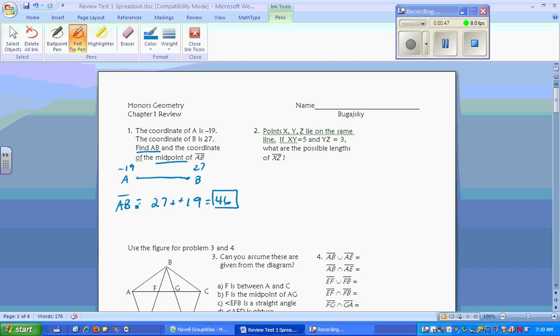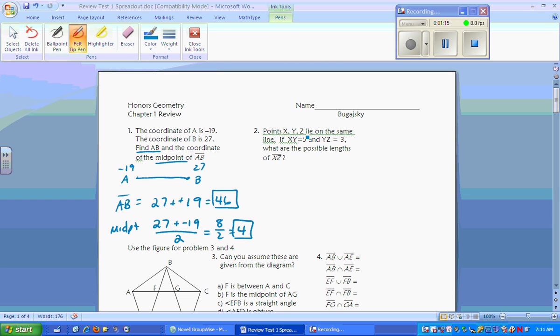For the midpoint, we'll use our midpoint formula, which is one plus the other over 2. 27 plus negative 19, being 8, divided by 2 is 4. Be prepared to see both of those questions, plus that won't be going away throughout the semester.